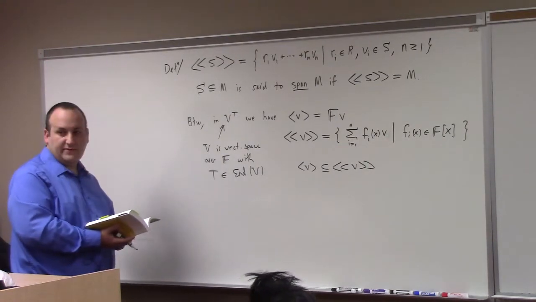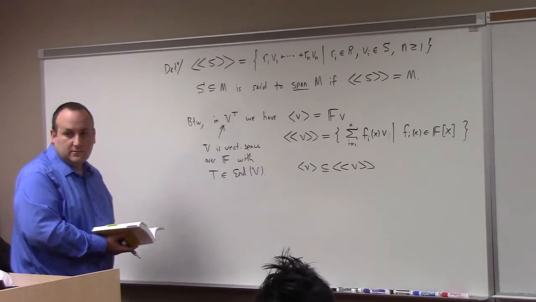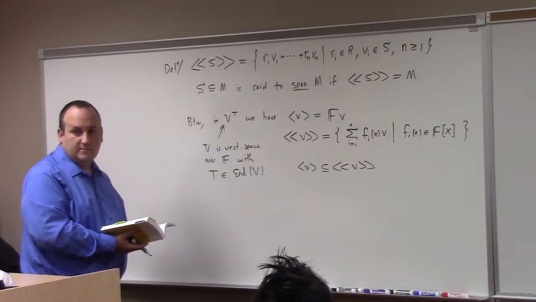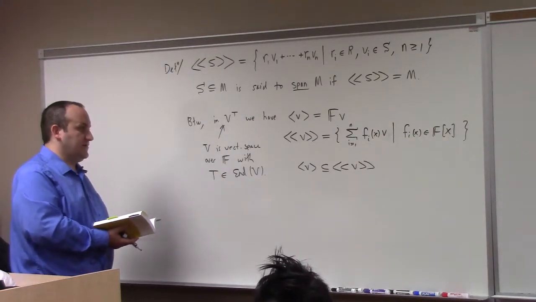Because there should be something in the range of T outside of, you know, linear multiples of V itself. Yeah.